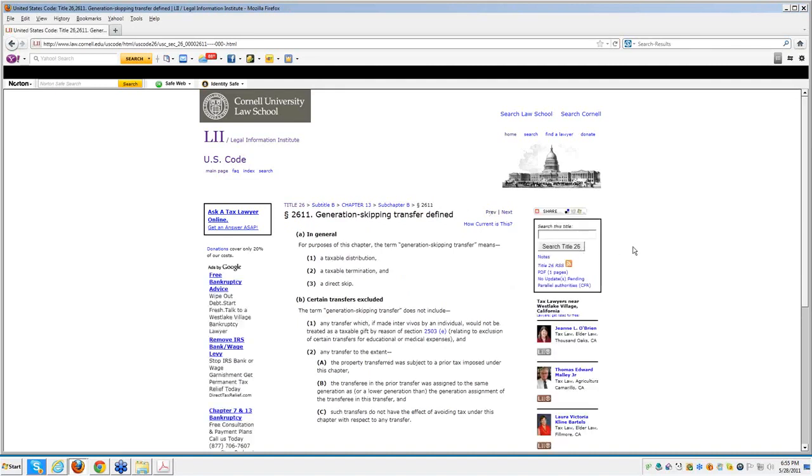Okay, go ahead and read this. This tells you these are called generation skipping transfers. 2611. For purposes of this chapter, generation skipping transfer means 1, a taxable distribution, 2, a taxable termination, and 3, a direct skip. So these are all classified as generation skipping transfers.